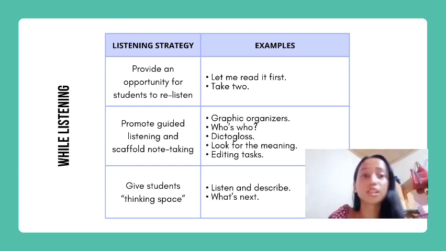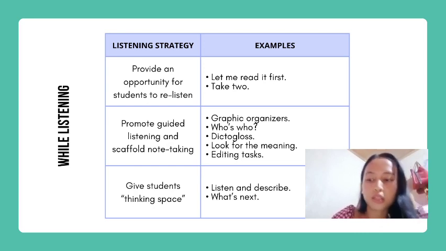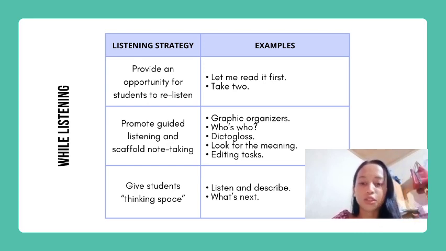The last listening strategy under the while-listening stage is give students thinking space. So here is to listen and describe as the teacher tells a story. He or she can stop regularly and then ask students to give or write descriptions, just like what I said earlier. The next is what's next. The teacher plays the audio track and then stops it in the middle. He or she then asks students to predict which word comes next, then continues with the audio track and repeats the process several times, allowing students to have time to respond.